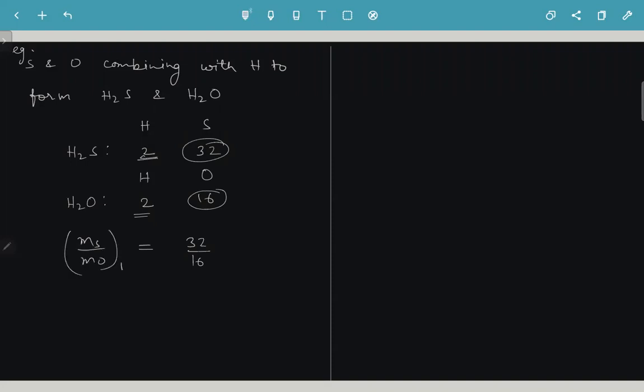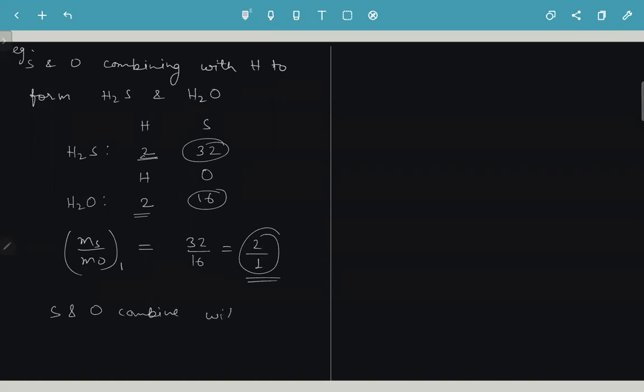इसको 1 लिख लेते हैं, is equal to 2:1. So mass of sulfur is to mass of oxygen that combine with a fixed mass of hydrogen is in 2:1 ratio. Okay. Now this ratio should be a multiple or a factor of the mass ratio in which sulfur and oxygen combine with each other.